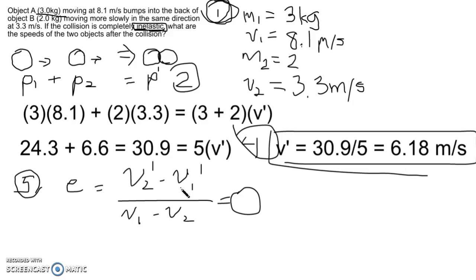You could also say that this final velocity is comparable to the initial two velocities, and it's also in between the two. Honestly, I'm not sure if that's necessary, the fact that 6.18 is between 8.1 and 3.3, but I presume from a quick guess that it is. So yeah, that's FRQ number 11.